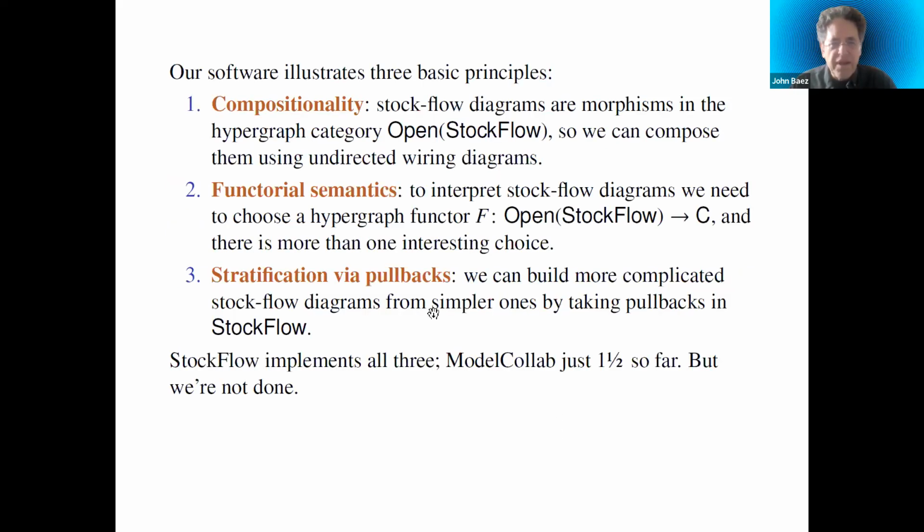So I just hope that I illustrated three basic principles here of modeling: compositionality, functorial semantics, and stratification, which is what us category theorists would call pullbacks. When you fit all these together, they fit together nicely in the double category framework, which we haven't really fully gotten into the software. StockFlow does implement all three of these. ModelCollab only implements about 1.5. It just has one choice of semantics implemented so far, but we're far from done.